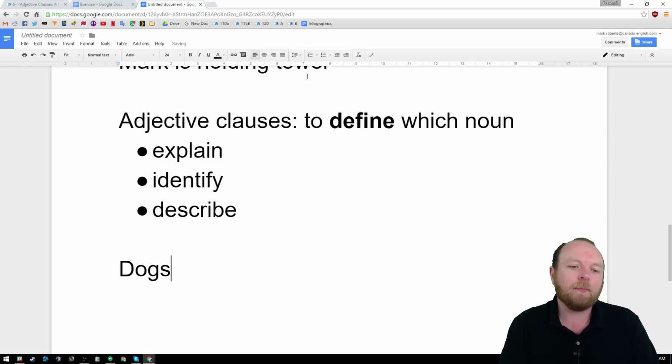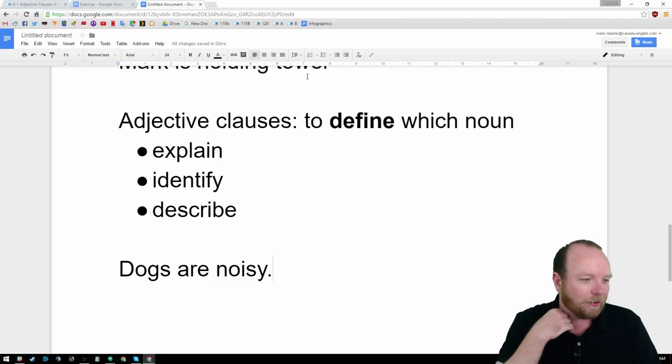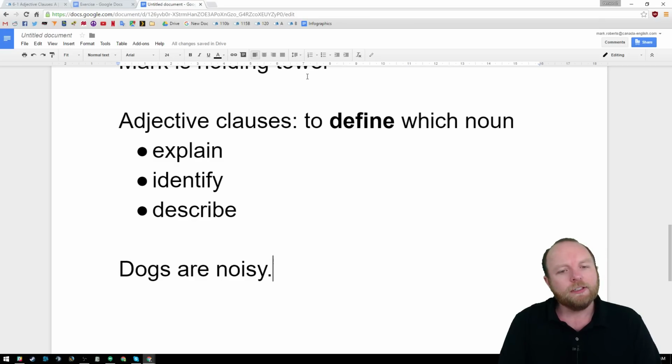Let's look at this example. Dogs are noisy. Dogs are noisy. Dogs are noisy. Okay, Alejandra has a question. Alejandra, how are you? Why is it an adjective clause? Where is the adjective? Okay, good question.